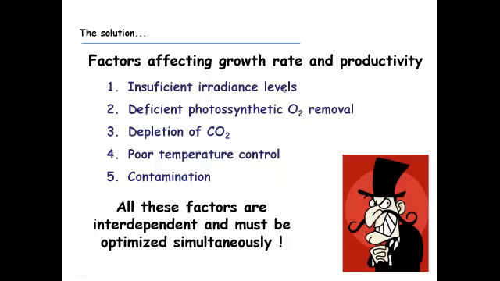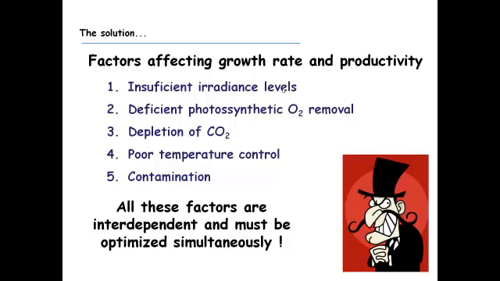For instance, insufficient irradiance levels due to the blockage caused by the growth of microalgae, because they absorb and block light. Also, deficient photosynthetic O2 removal. When microalgae do photosynthesis, they produce O2, which is toxic for them. So the O2 has to be removed.